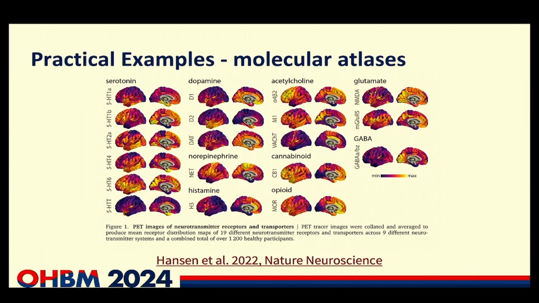Just giving you a few practical examples of when sharing data, you can do work like this, work by Justine Hansen at McGill, where she basically was able to work with many different groups that had shared data, both openly and not openly, producing these different maps. And I think this is an excellent use case of data sharing and how we can make these maps that are then useful to both the PET community, but also to other communities of both the MRI and other communities.